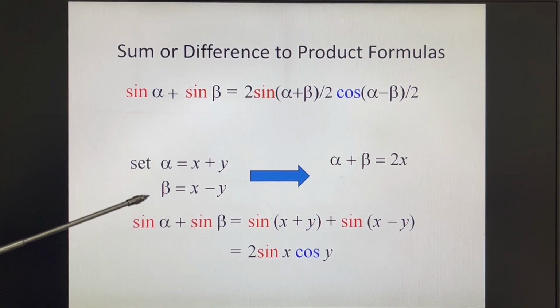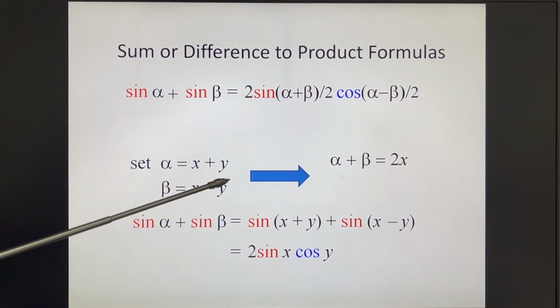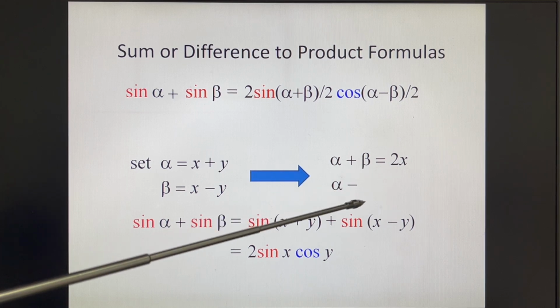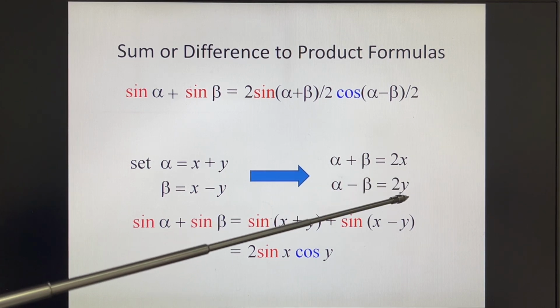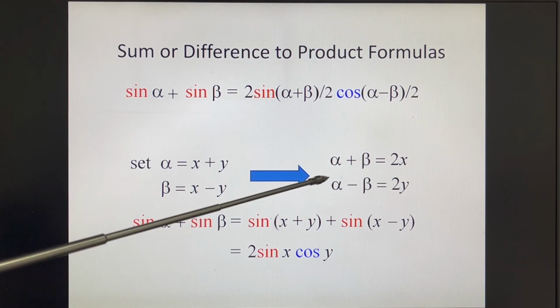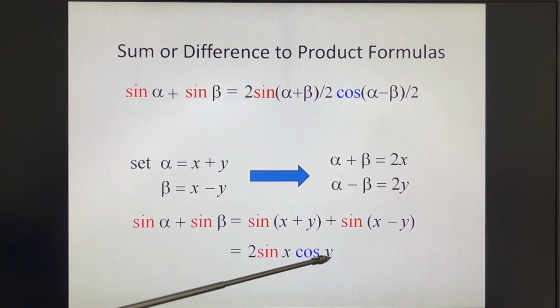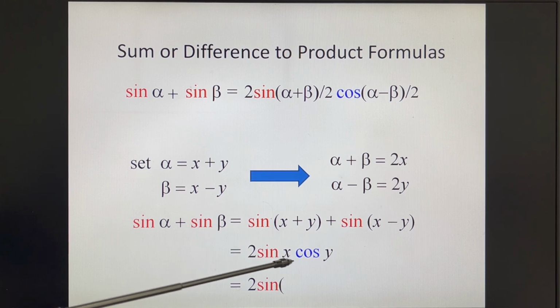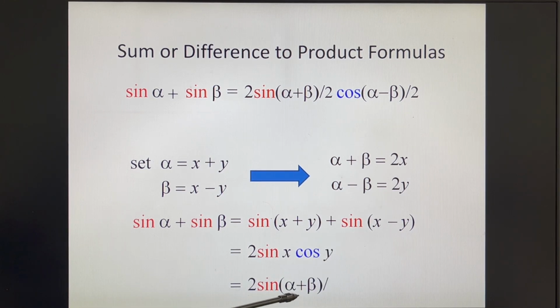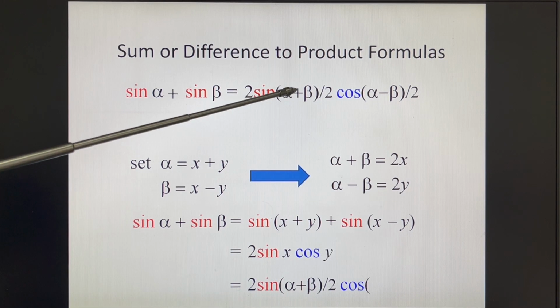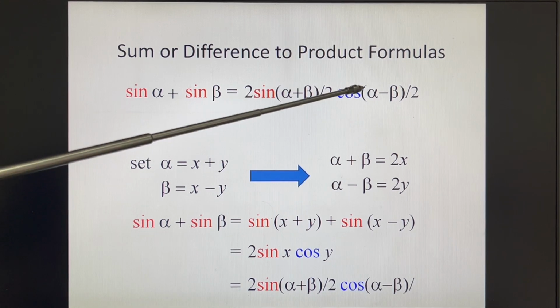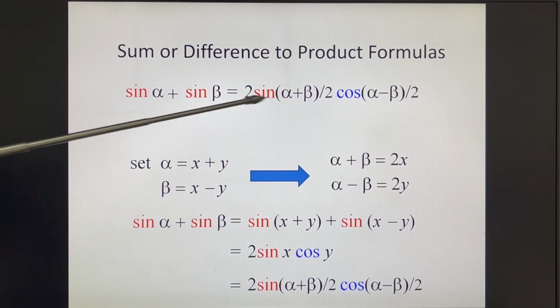Alpha minus beta, x cancelled out, y minus y, 2y. So alpha minus beta equal to 2y. y equal to half alpha minus beta, this is y. So we put x, y in this one, we get sine x cosine y equal to sine half alpha plus beta, cosine half alpha minus beta, exactly as before.